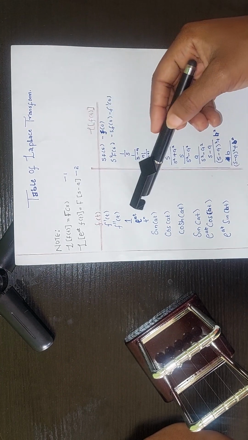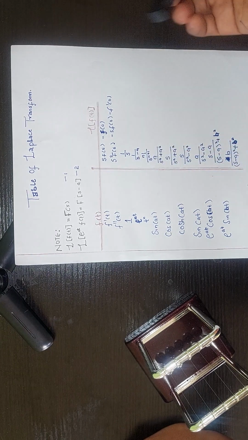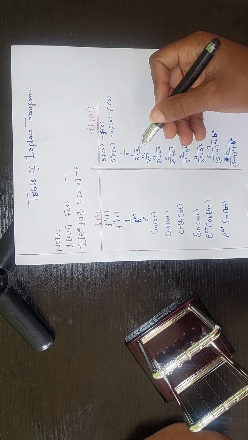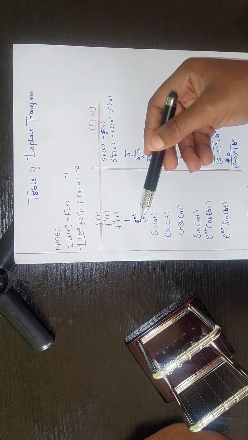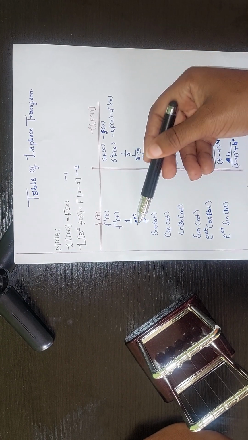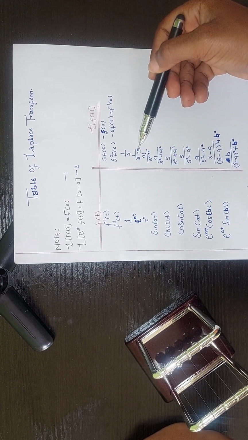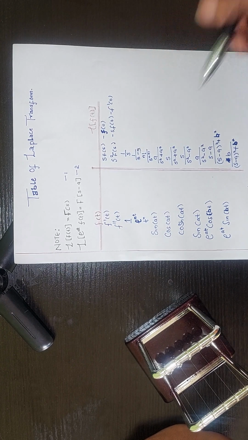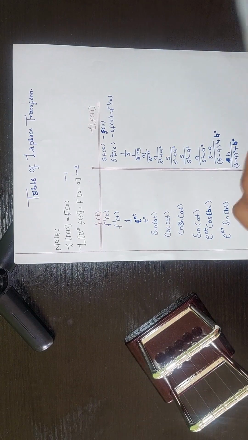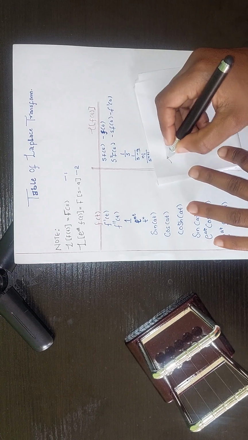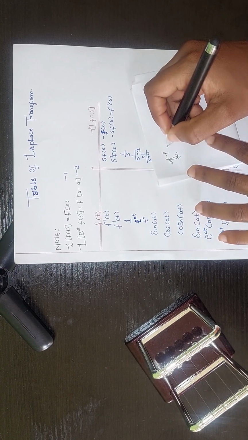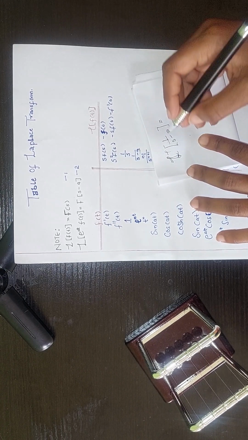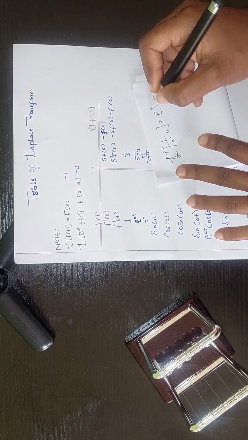For Laplace of e raised to power at, you just have to take note of something important. Whatever you have here, this is minus a, so it's going to be plus in e raised to power at. So Laplace of e raised to power at is 1 over s minus a. If I take the inverse Laplace of 1 over s minus a, I'll have e raised to power at.